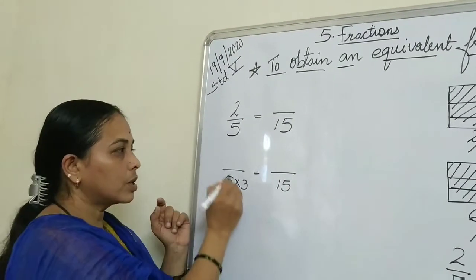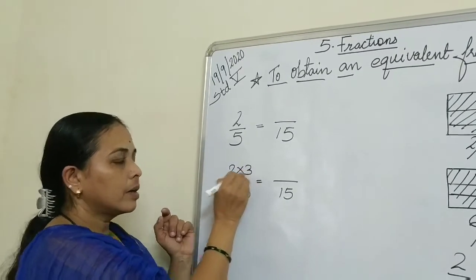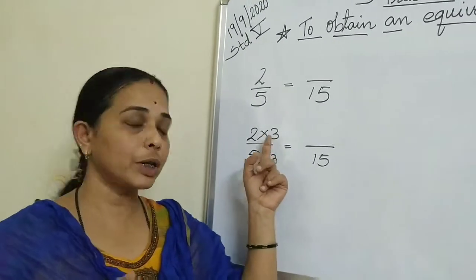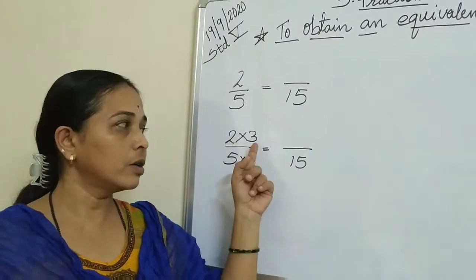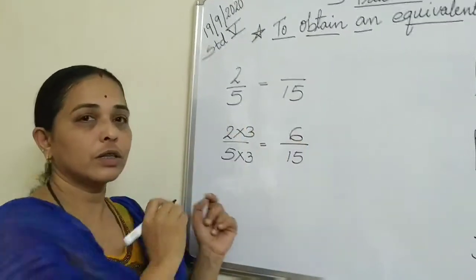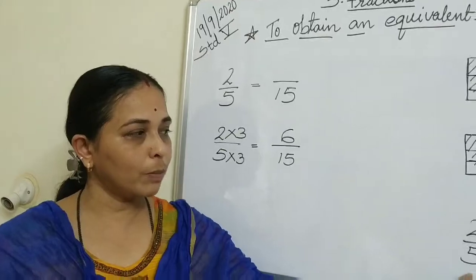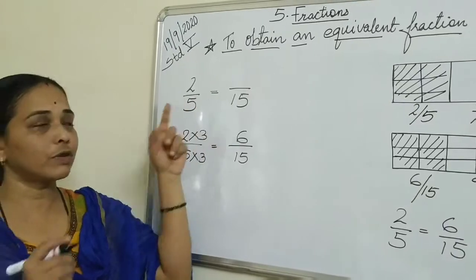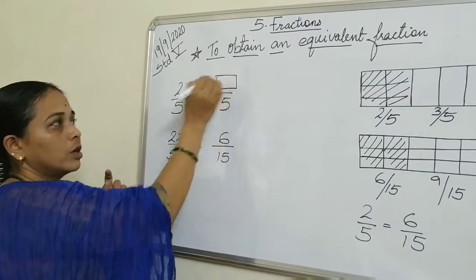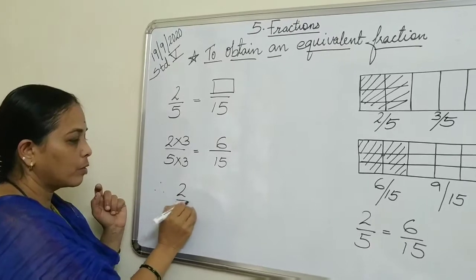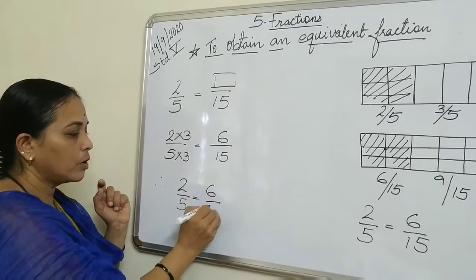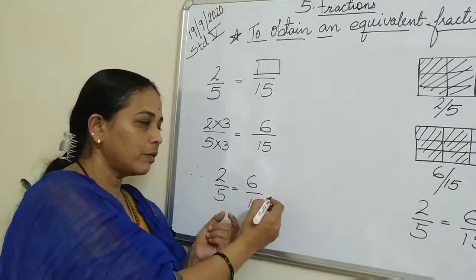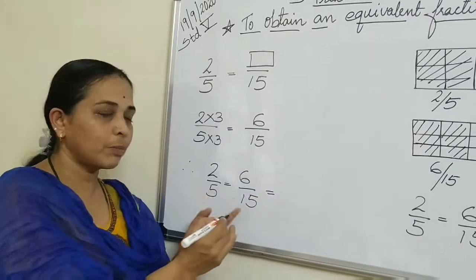Correct? The same number 3 you have to multiply by the numerator 2 to get 6. See, now compare this. 2 upon 5 is equal to 6 upon 15. This way you have to find one more equivalent fraction. You can find one more equivalent fraction here for 6 upon 15.